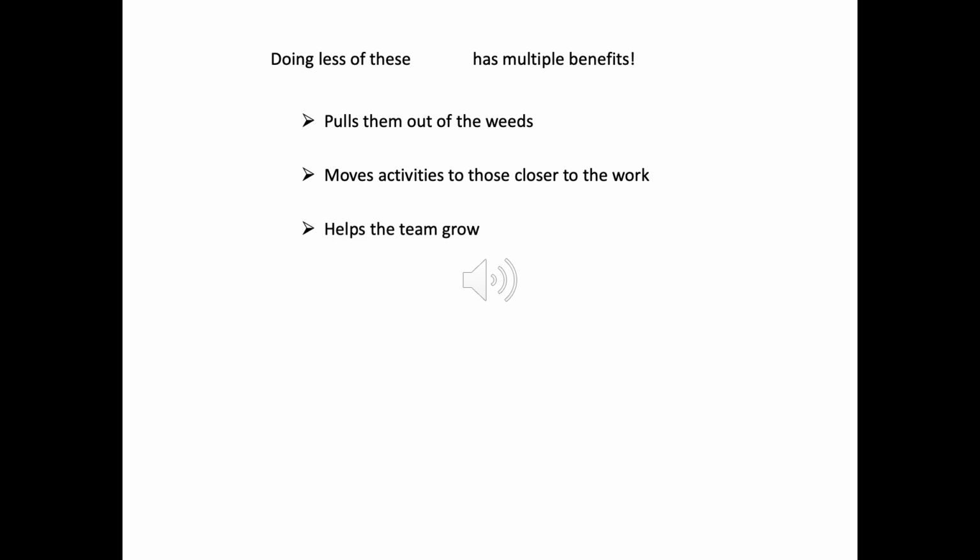Doing less of these actually has multiple benefits. First, it pulls this higher level individual out of the weeds. Second, it provides them opportunities to move these activities to leaders who are closer to the work. Third, it gives them opportunities to help other leaders grow and develop their own skills. And fourth, it frees them up to maintain their focus on strategy and forward movement.